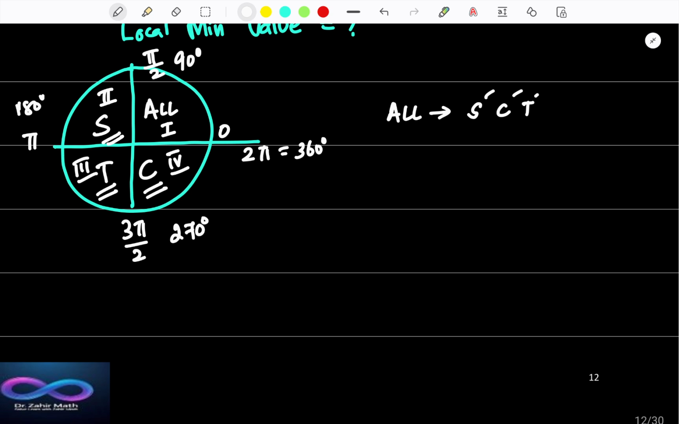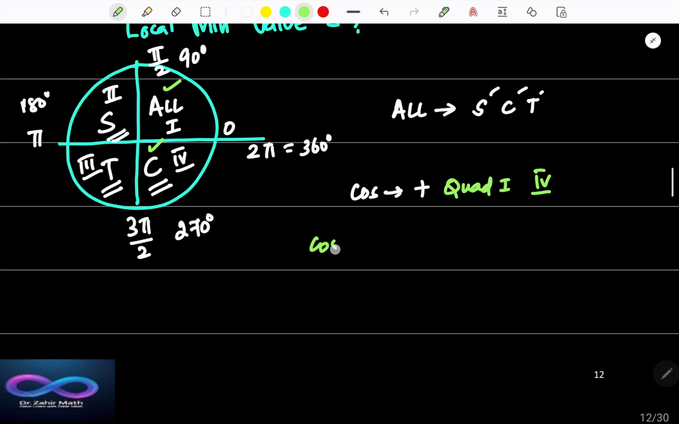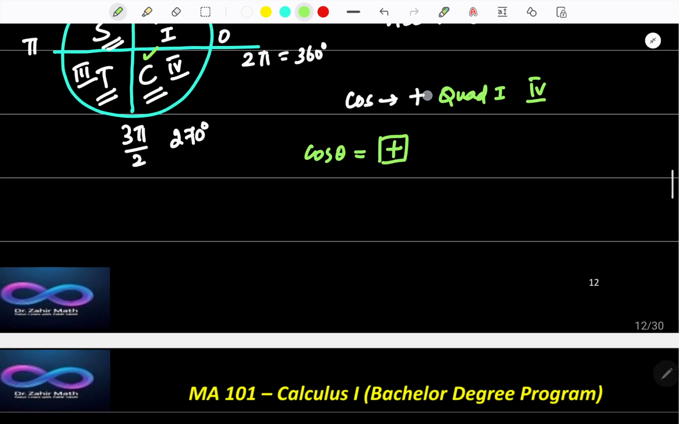Look here, where is cosine positive? Tell me. Cosine is positive in this and this, right? So which means what? In quadrant 1 and quadrant 4, cosine is positive. Clear everybody? Yes. So suppose you are getting cos theta is equal to some value, okay? Some value you are getting in positive.